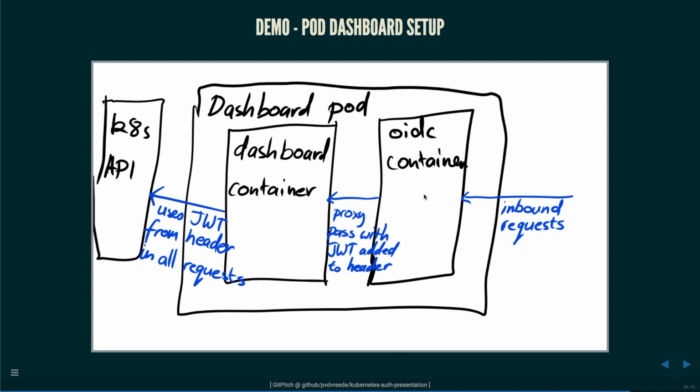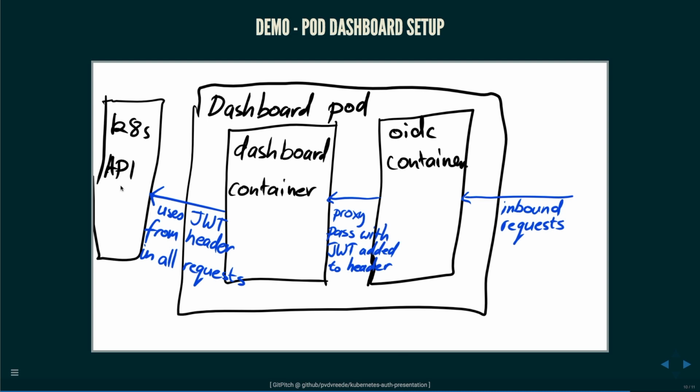So we're just going to proxy through requests using sessions if someone's already logged in with a JSON Web Token until they expire. And they'll just get forwarded through to the dashboard. And the dashboard has a feature built into it that if it receives a request with an authorization header already on there, it will then just proxy that through to the Kubernetes API.